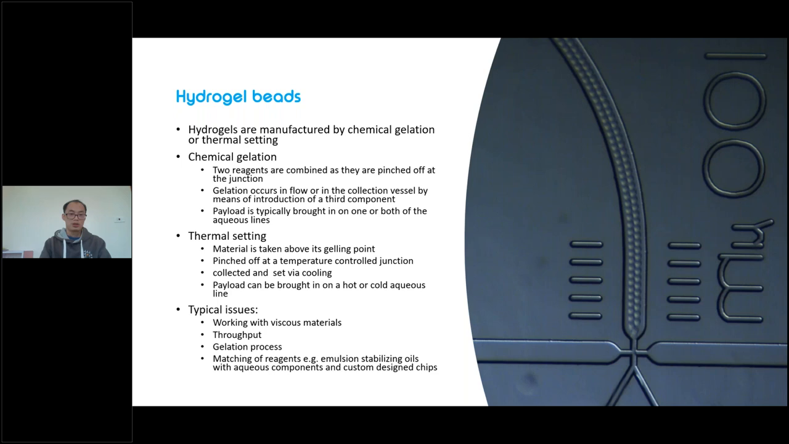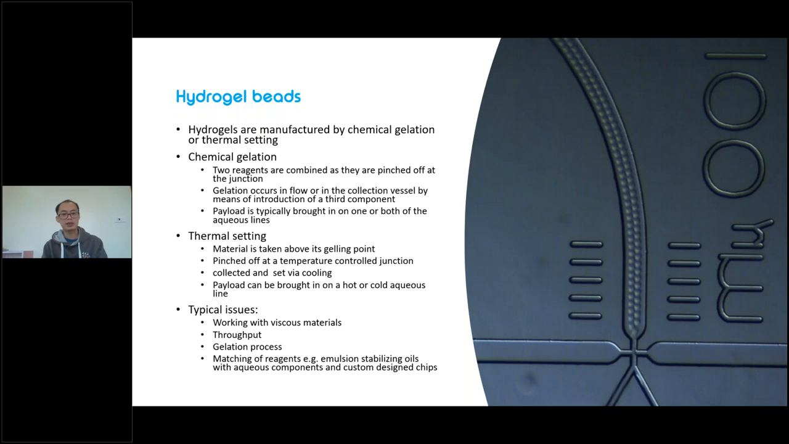Hydrogel beads can be manufactured using microfluidic technology with two methods: chemical isolation or thermosetting. For chemical isolation with microfluidics, the two reagents are introduced and combined as they are pinched off at the junction, and gelation occurs in flow or in the collection vessel by introduction of a third component. The payload is typically brought in one or both of the aqueous sides.